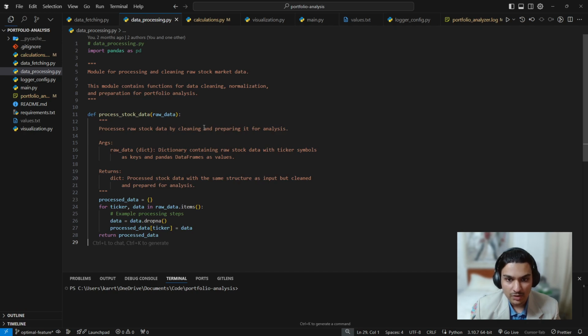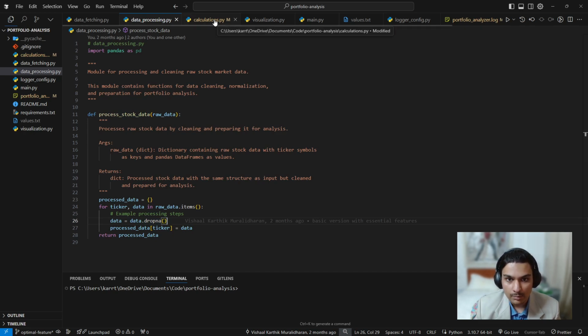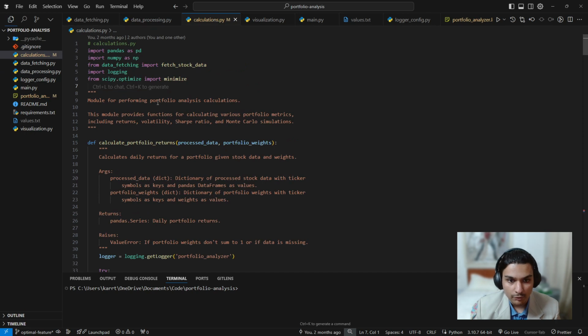The process stock data function does the cleaning. It's not much, I'm just dropping entries with missing values, but the modularization helps make room for future pre-processing. Then we'll move on to calculate the key portfolio metrics.